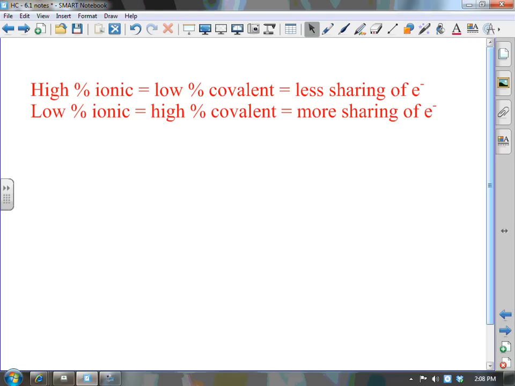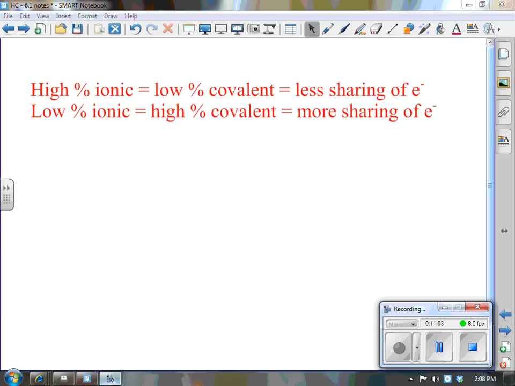So that's section 1. What we'll be talking about next will be each individual type of bond: covalent, getting into details about that, and then ionic bonds and getting into the details of that.